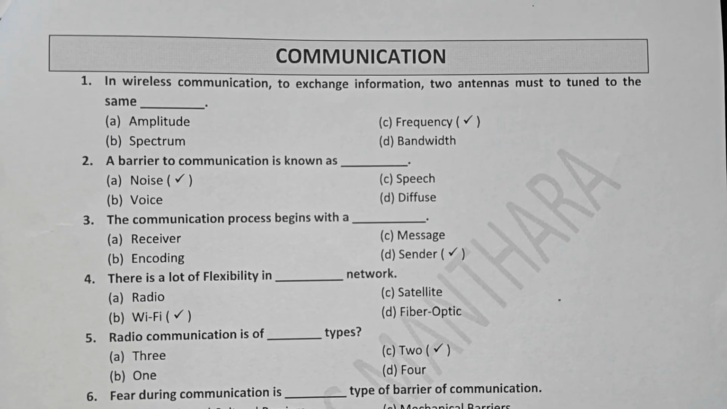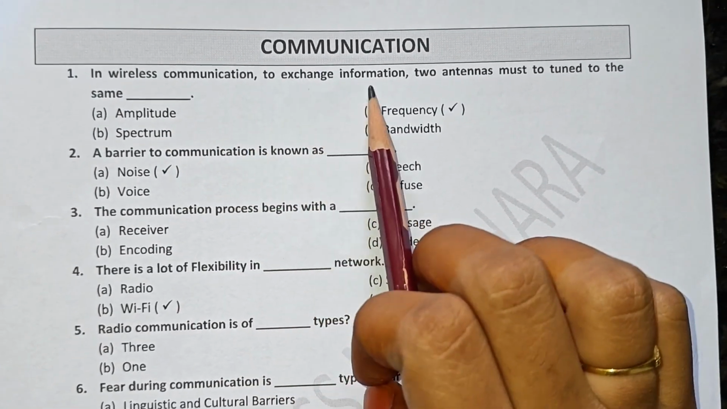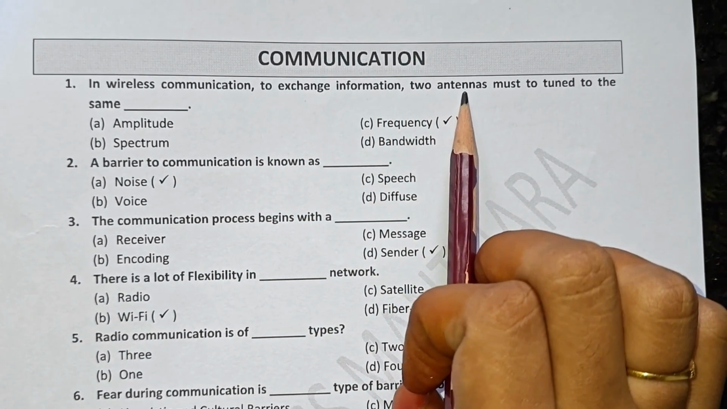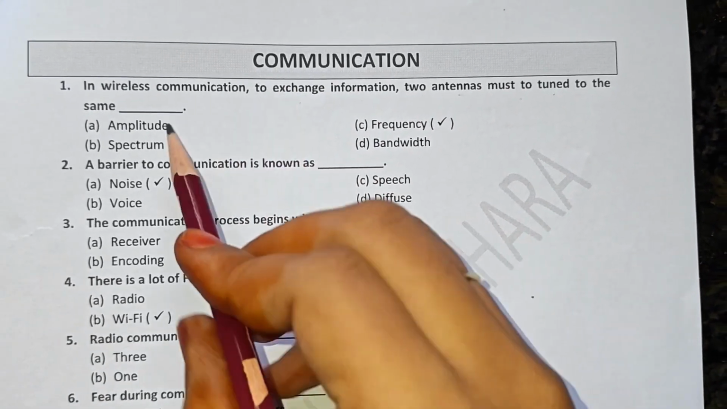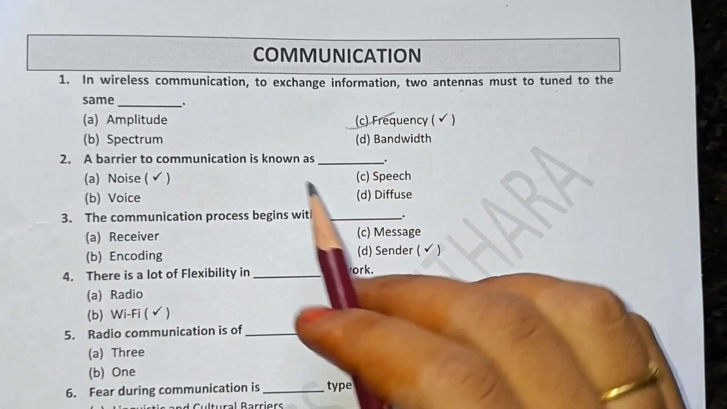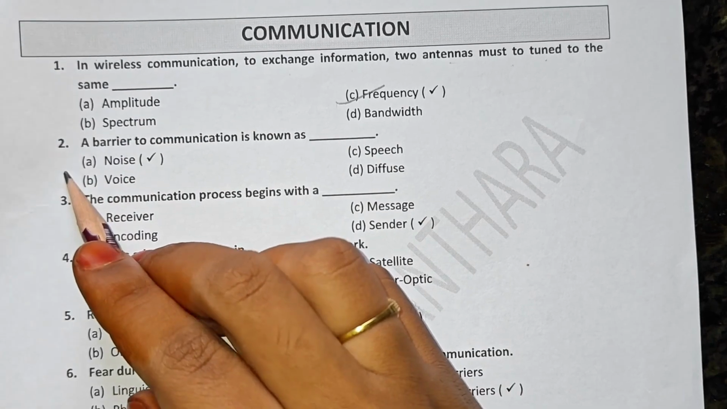Here we discuss the basics of communication. In wireless communication, to exchange information, two antennas must be tuned to the same frequency. The barrier to communication is known as noise.